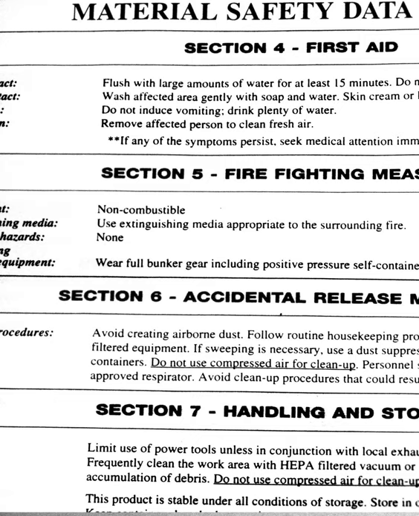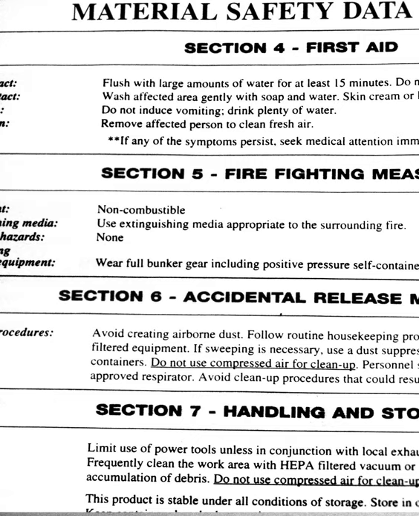Section 12, ecological information. 12.1. Toxicity. 12.2. Persistence and degradability. 12.3. Bioaccumulative potential. 12.4. Mobility in soil. 12.5. Results of PBT and vPvB assessment. 12.6. Other adverse effects. Section 13. Disposal considerations. 13.1. Waste treatment methods.